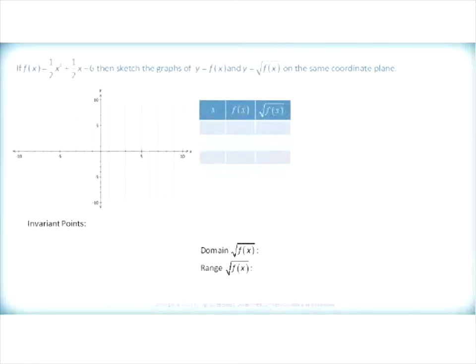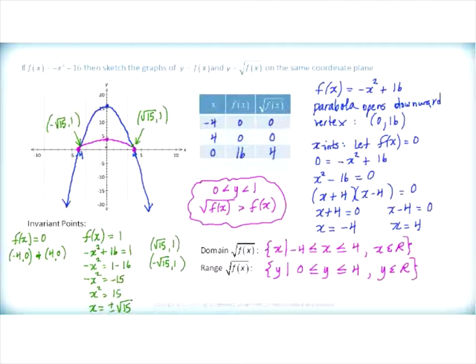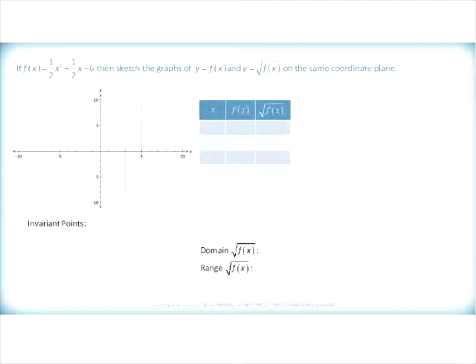In the next example, if f of x is equal to 1/2 x squared plus 1/2 x minus 6, then sketch the graphs of y equals f of x and y equals the square root of f of x on the same coordinate plane. In the previous example, we had a parabola that opened downward. In this example, notice that the parabola will open upward. So we have f of x equals 1/2. The positive 1/2 in front of the x squared tells us that the parabola will open upward.